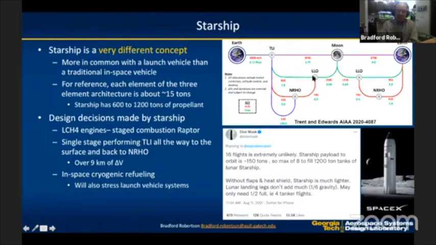This is why I love this chart. By the way, these are collaborators I've known for about a decade, and they work at Marshall Space Flight Center. They do great work. They're doing the full translunar injection to near rectilinear halo orbit, down to low lunar orbit, to the moon surface, back to low lunar orbit, and back to near rectilinear halo orbit in a single stage. That's over 9 kilometers per second of delta V. To do that, there's an entire in-space cryogenic refueling system that they're working on with the Starship system. It will be very interesting to see how all this plays out in the next few years.